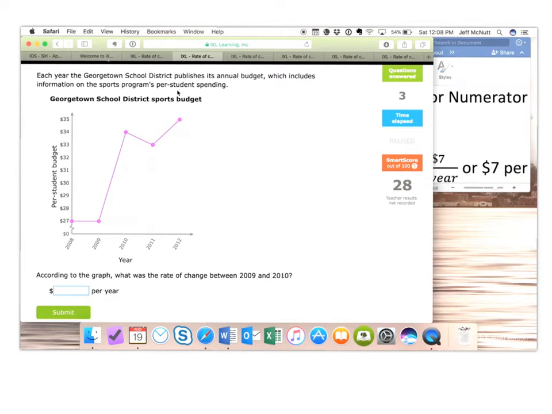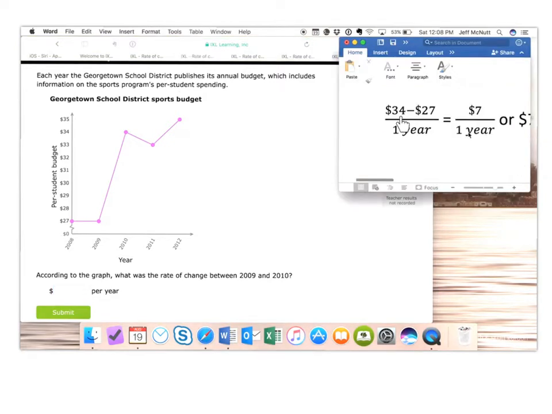Our first fraction, we're going to set this up 34 minus 27. We're going to start with where we ended. So this is where we ended up. We ended up with 34 and then go to where we started. So take the 2010 number and subtract the 2009 number. 34 minus 27, and that happened in 1 year, right? 2010 minus 2009 if you want to do that.